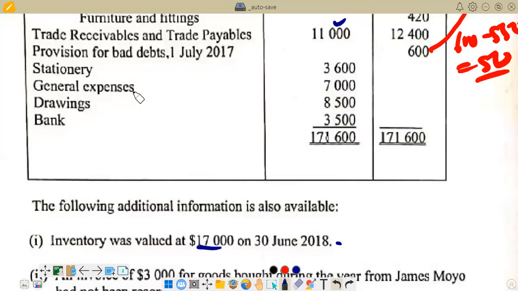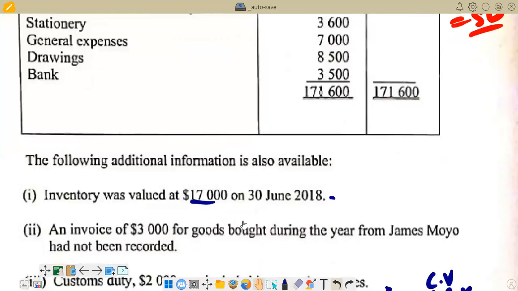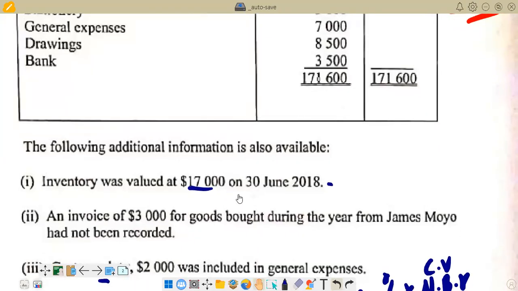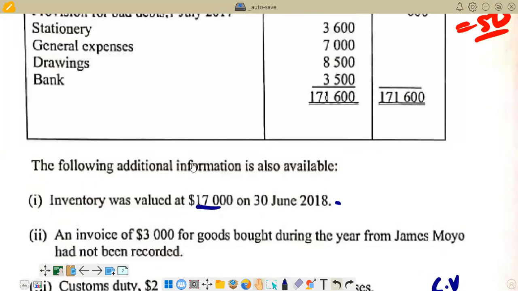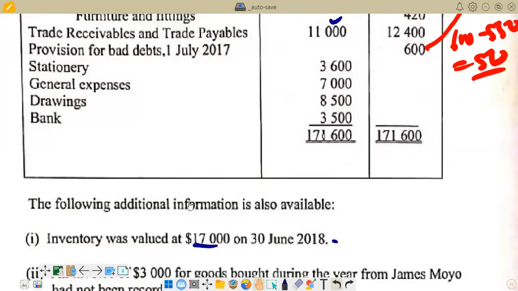You see, after stationery, we've got general expenses, and we've got something to do with general expenses in the additional information. So we go down, see what it is saying. We have item 3. It's saying customs 2000 was included in general expenses. So there's an amount of 2000 in general expenses, which is not supposed to be there. We are going to say minus 2000 to remove it. So the figure that we are given is 7000 for general expenses here. So we subtract that 2000.